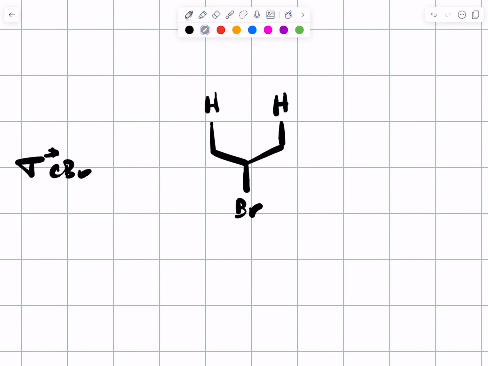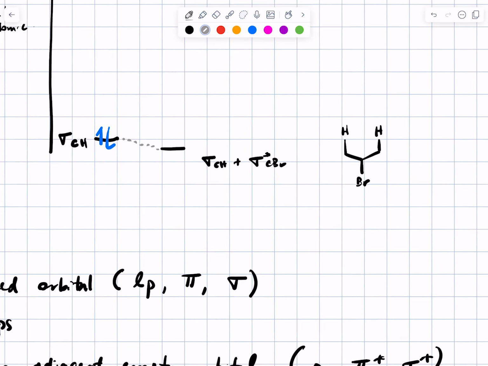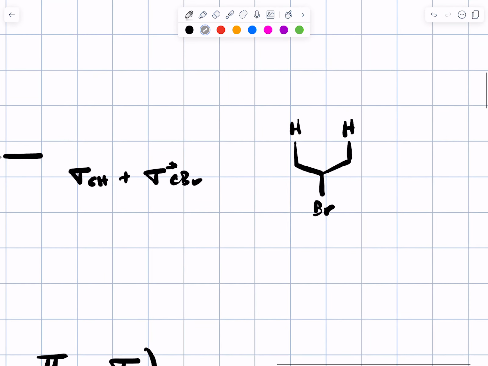So the filled bonding orbital is going to look mostly like a carbon-hydrogen sigma bond, only it's going to be spread out a little bit onto the adjacent carbon-bromine area.